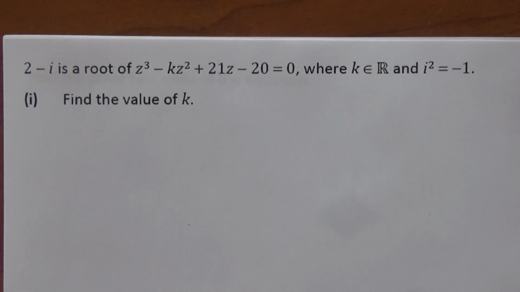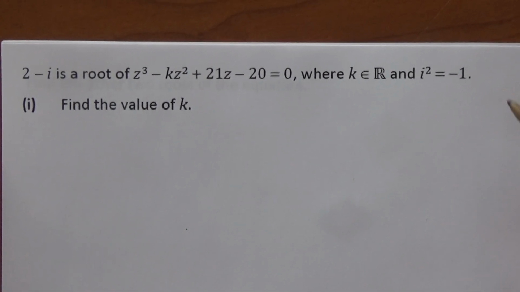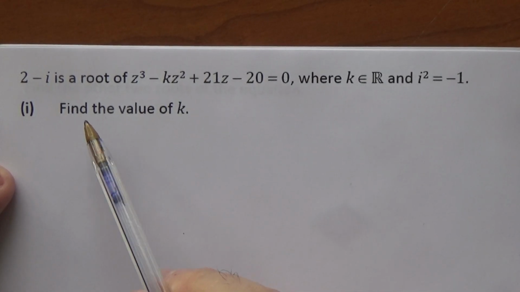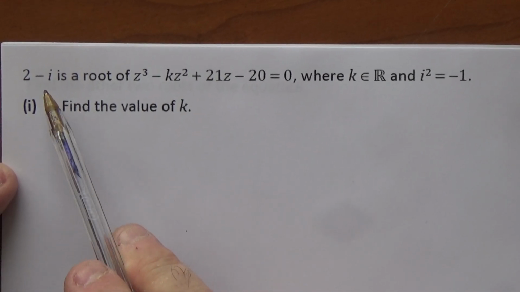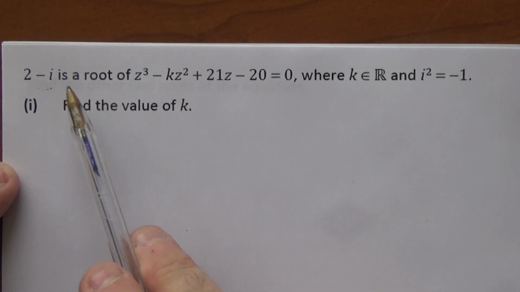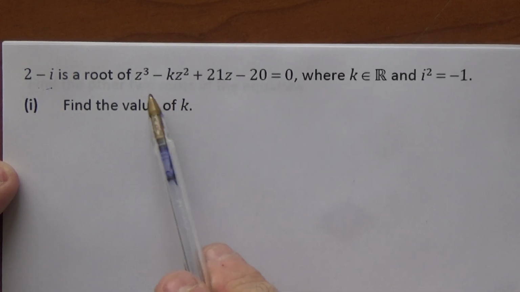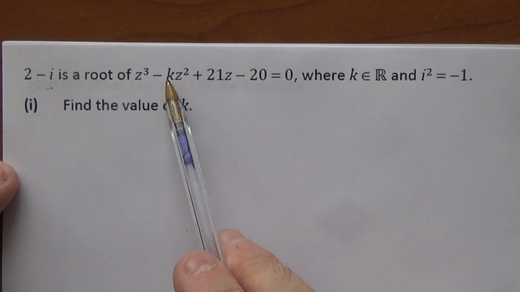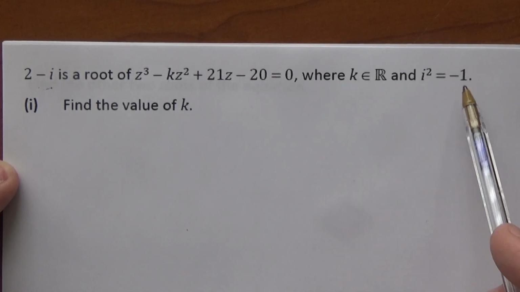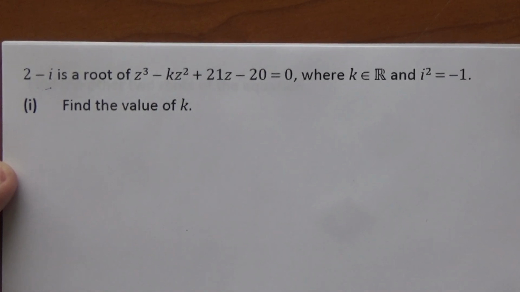Okay, the first question in the DEB 2019 mock Leaving Cert papers at higher level is this. You're given the information that 2 minus i is one of the roots of this cubic, where there's an unknown k on the quadratic term, minus k, which is real. You're asked to find the value of k.